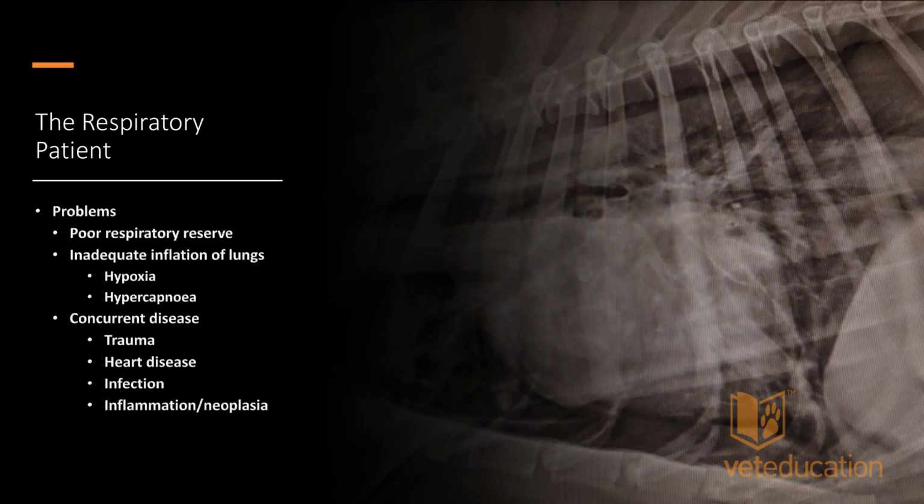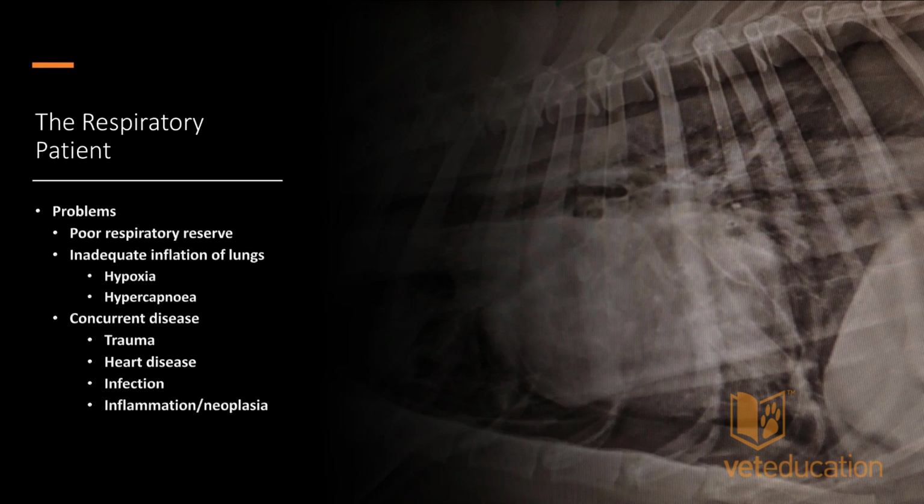So the problems are that these patients have got reduced lung reserve or reduced respiratory reserve. They've got inadequate inflation of the lungs, which can cause hypoxia. In patients that are not breathing fast enough, we can get hypercapnia. We can get metabolic acidosis as a result of that.